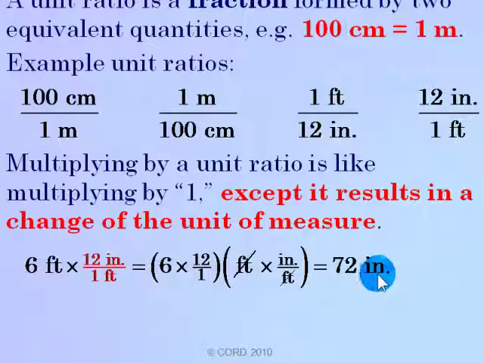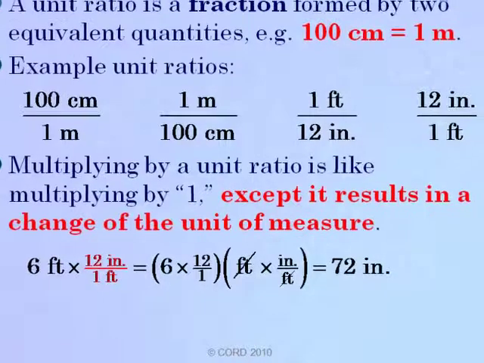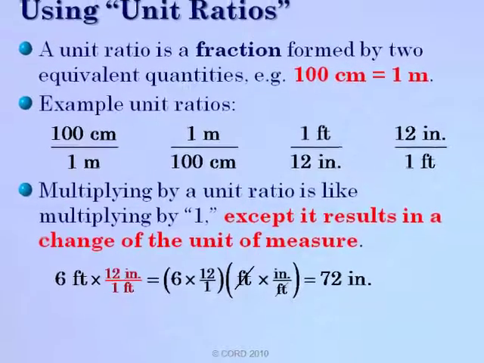So look at the big picture now. 6 feet times a unit ratio, which is equal to 1. 6 feet times 1 equals 72 inches. So 6 feet equals 72 inches. So we've converted 6 feet into inches.